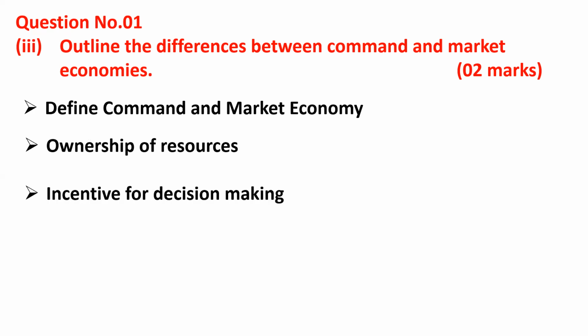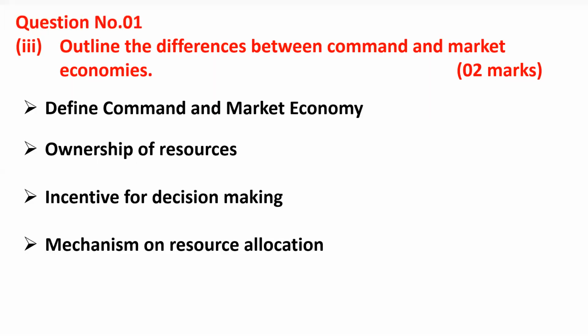The next one is incentive for decision making. Market economy, command economy. What is the incentive for decision making? And then mechanism on resource allocation. For example, in a command economy, we know you can say resource allocation mechanism is command. A command mechanism. That's all.